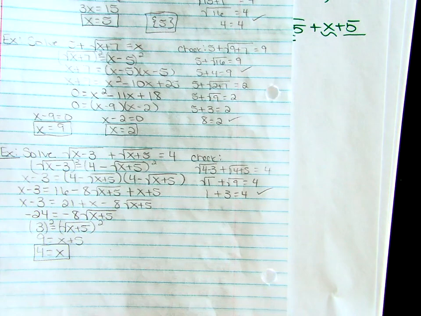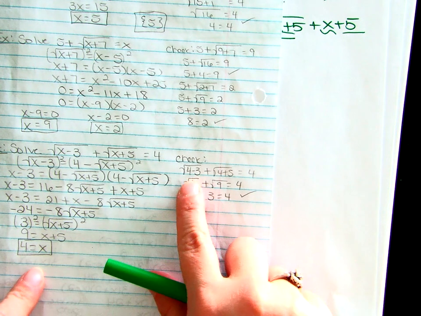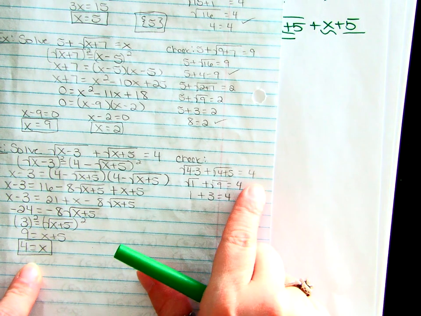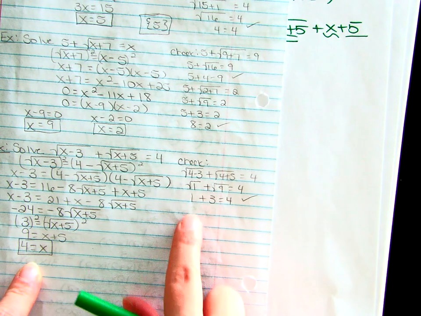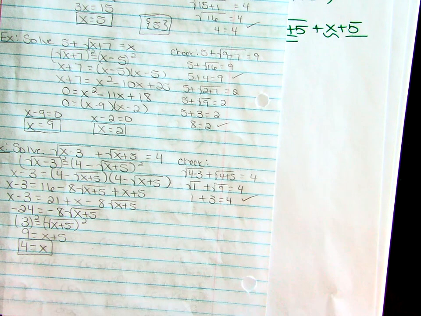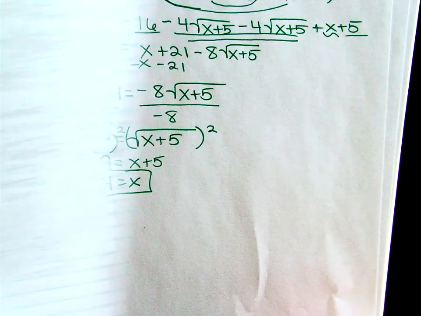I plug in 4 into the original problem. 4 minus 3 is 1. 4 plus 5 is 9. Square root of 1 is 1. Square root of 9 is 3. 1 plus 3 is 4. So it does hold. So this is a valid solution to that radical.